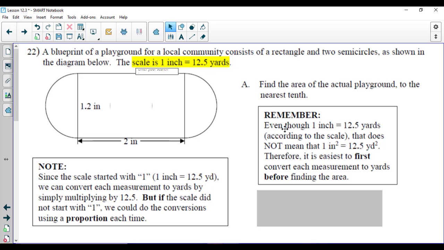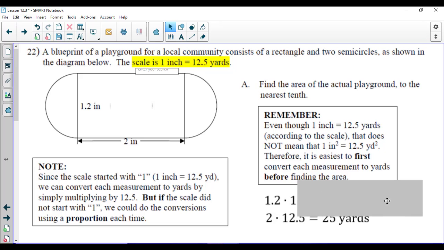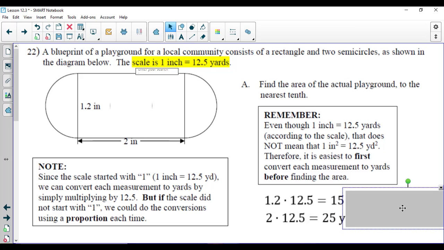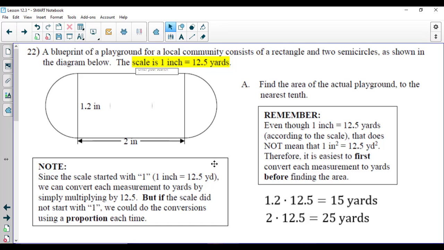So I want you to keep in mind that even though 1 inch equals 12.5 yards according to the scale, that does not mean that 1 square inch represents 12.5 square yards. So it is easiest to first convert each measurement to yards before finding the area. So you'll notice that I did that here. I took the 1.2 times 12.5 to get 15 yards. That's for this 1.2 inches. And then 2 times 12.5 to get 25 yards.